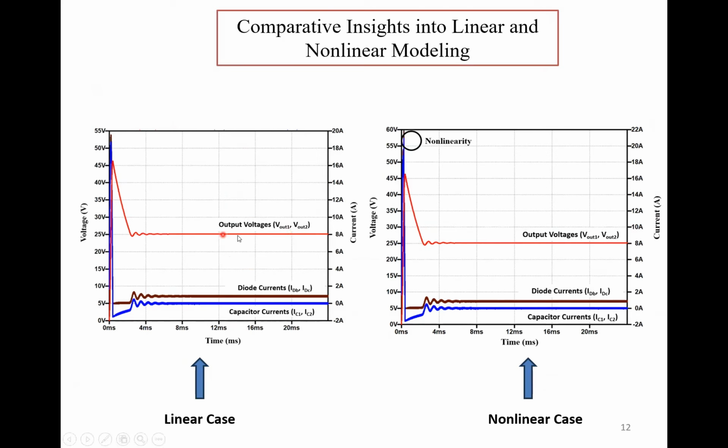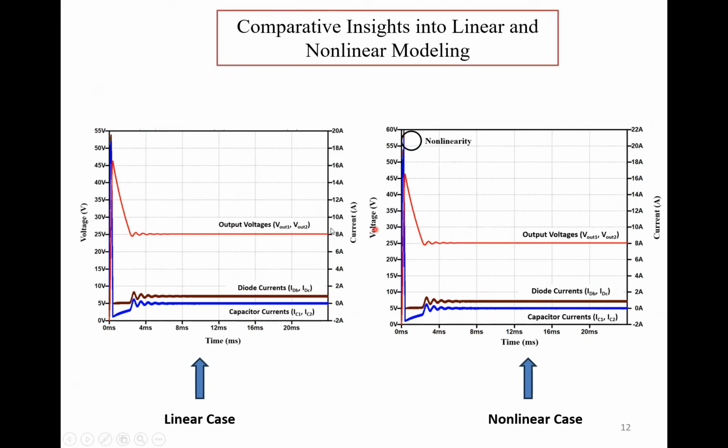We can see that the output voltages of the linear and nonlinear models are stable, they're the same. Although in the nonlinear model we get increased diode and capacitor current compared to the linear model's diode and capacitor current. We can also see that in the diode and capacitor there is nonlinearity, with values increased compared to the linear model, but the output voltages are the same.